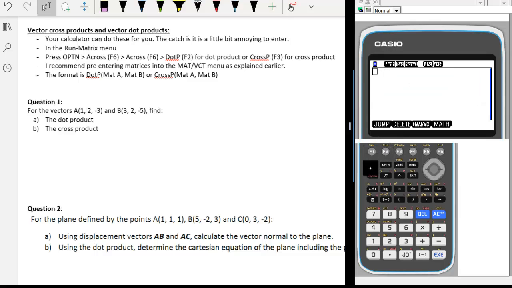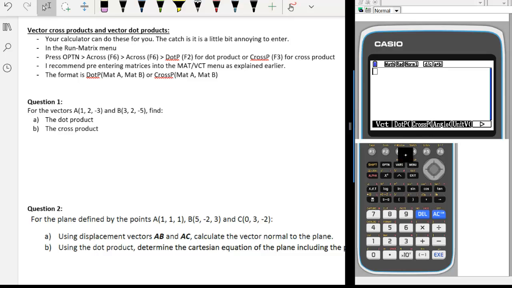Okay, so you can find the dot product and cross product by hitting option, matrix vectors, and we can go across twice, so F6 and F6 again. And you can see with F2 we've got a dot product, and with F3 we've got the cross product.